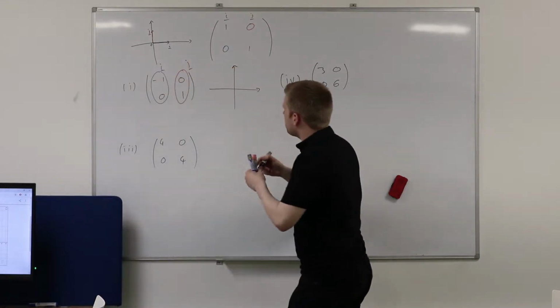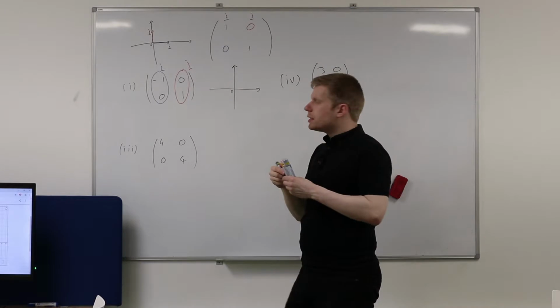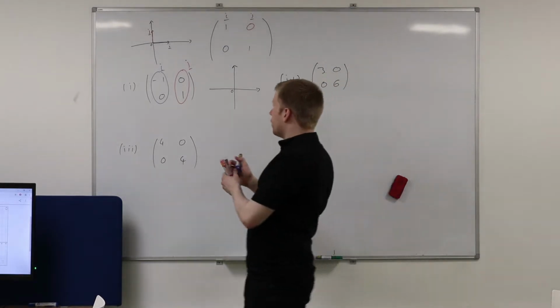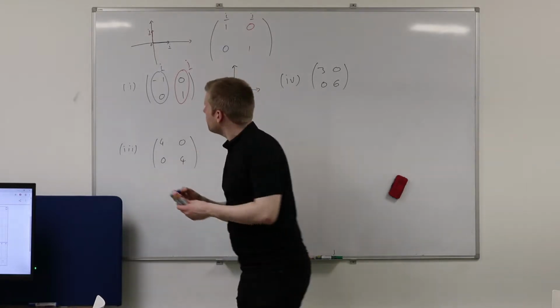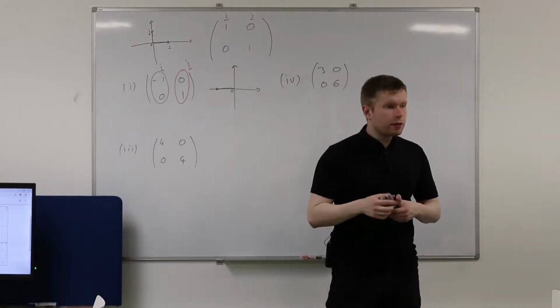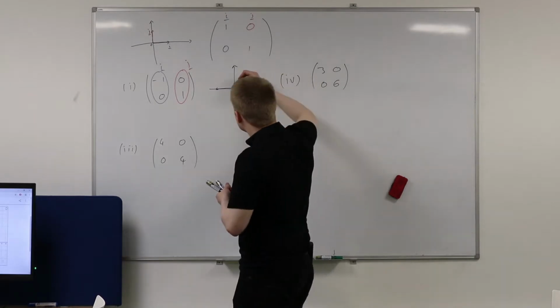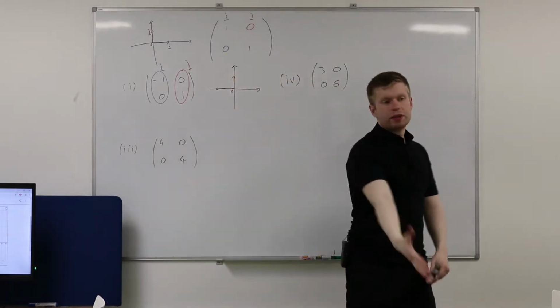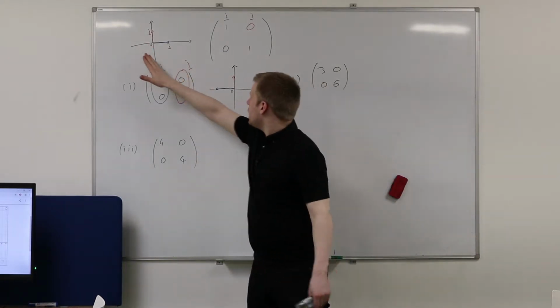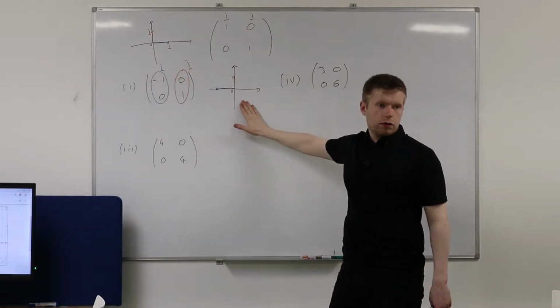So I has ended up at negative 1, 0. So it ends up over here, okay? And J has ended up at 0, 1. In other words, it hasn't moved. So J ends up here, okay? So what is the transformation that gets me from here to here? What's happened here?